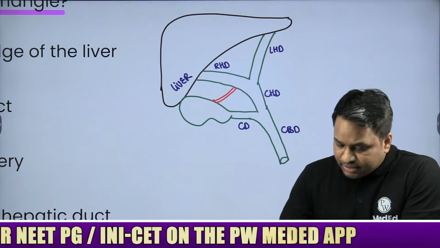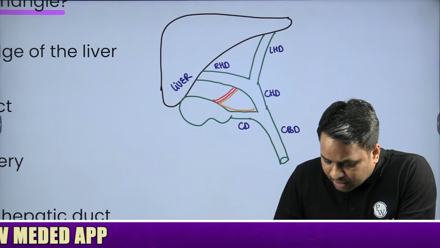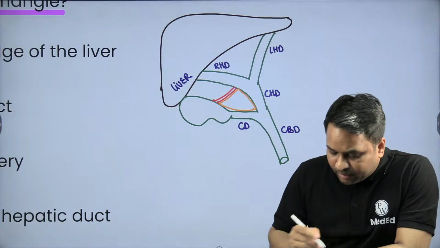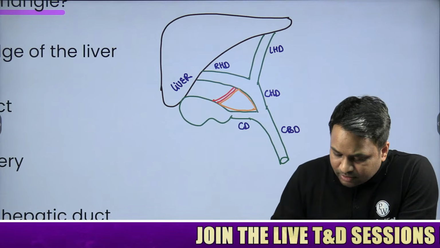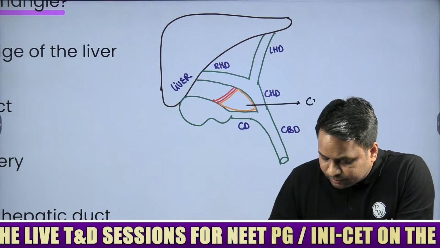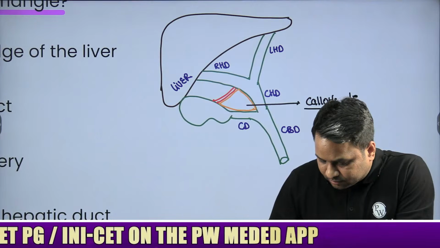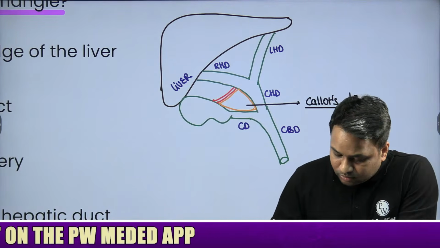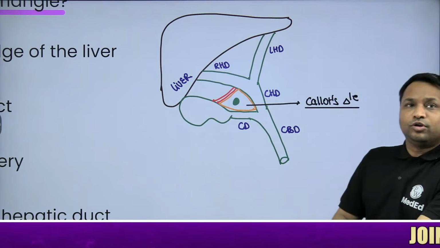Now, when you evaluate, there's a triangular area which is present between the cystic artery, the cystic duct, and the common hepatic duct. This is what we call the Calot triangle, right? Now, within the Calot triangle, you see a lymph node that is called the lymph node of Lund.